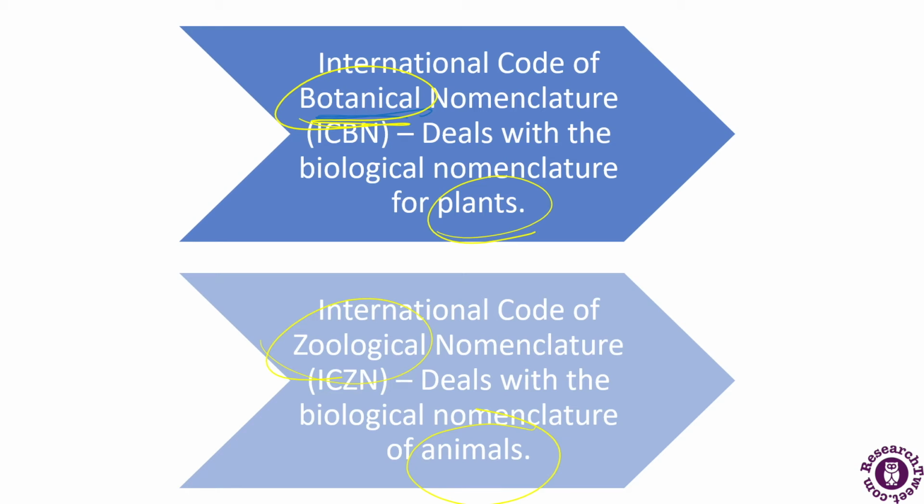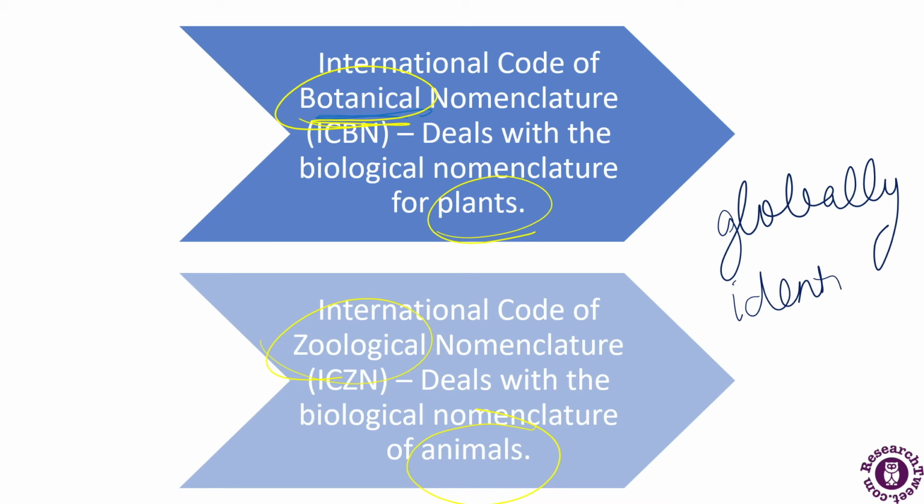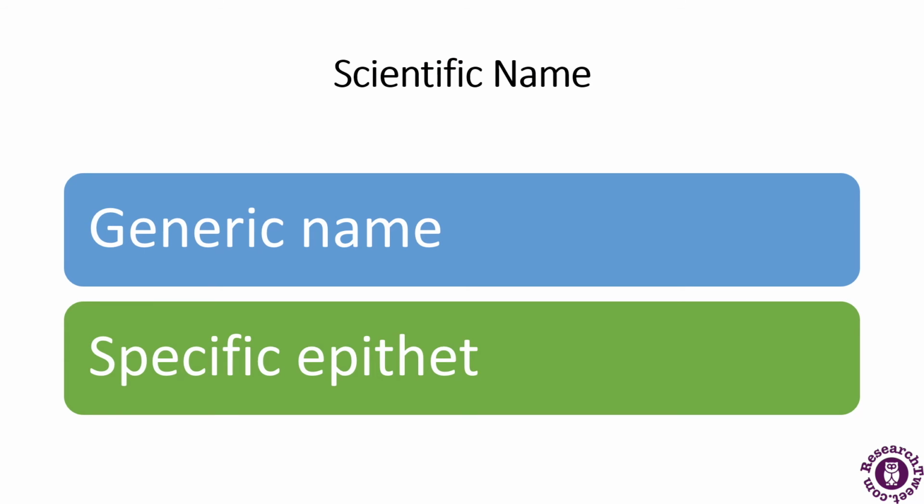These codes make sure that each organism gets a specific name and that name is globally identified. So the botanical is for plants and the zoological is for animals. Now, as I was telling you, each name has two parts. First is the generic name and the second is the species name. So this is how they are divided.